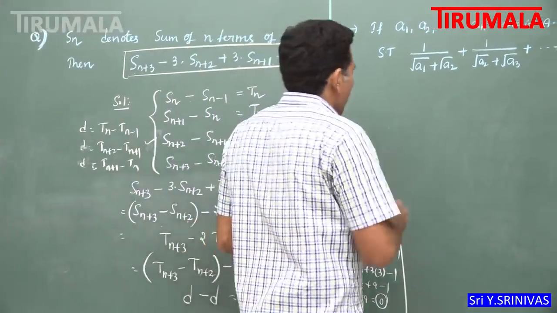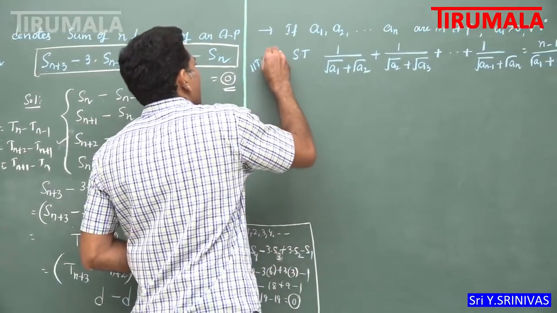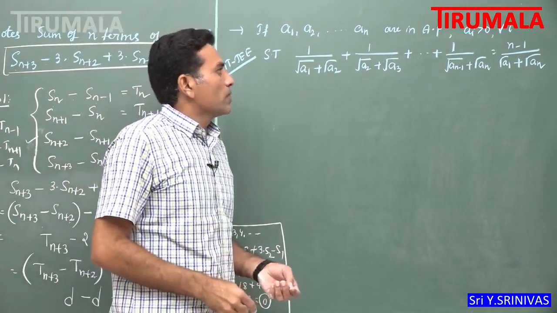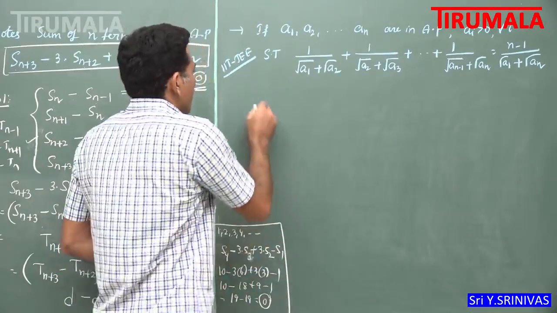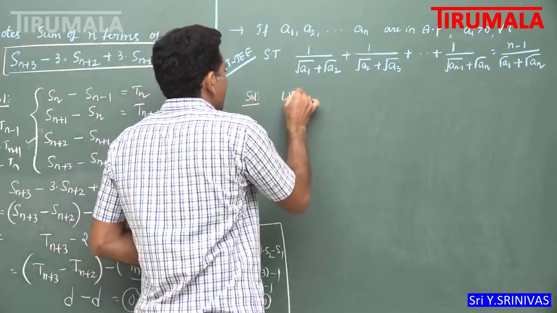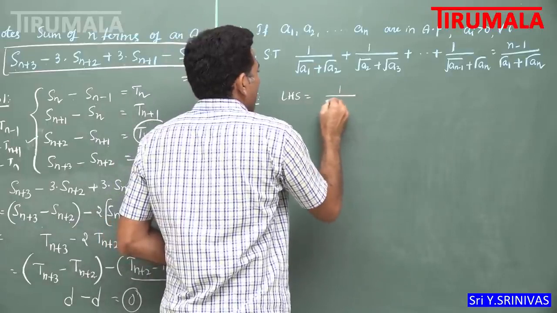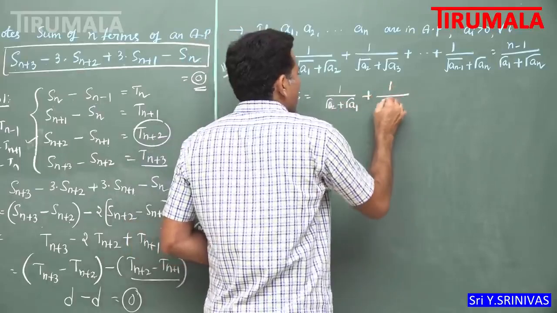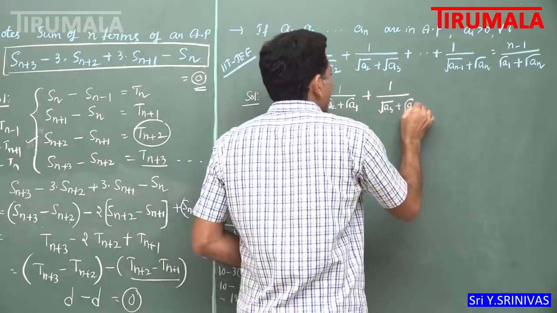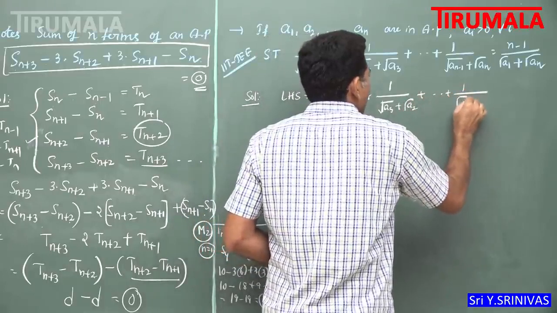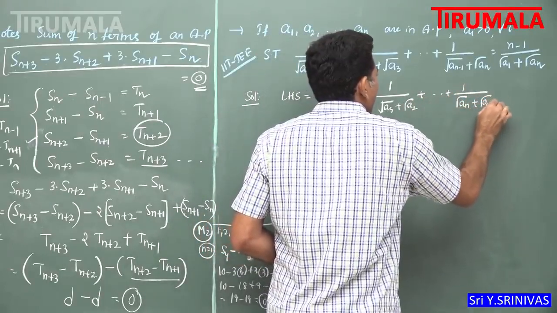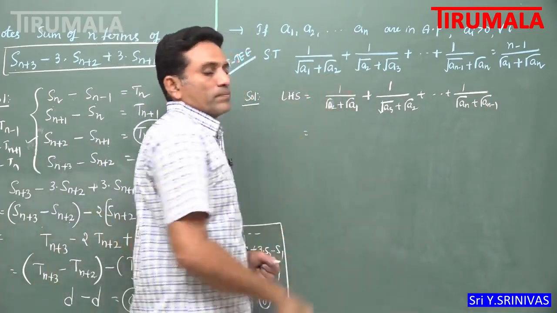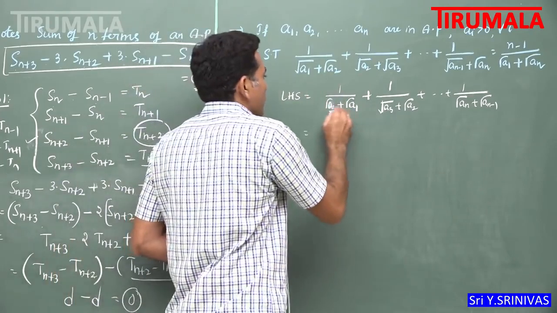Coming to the next one. Next one is a previous IIT JEE model based on the general term of an arithmetic progression. Now take the LHS, students, the left hand side. Left hand side is 1 by root a2 plus root a1, plus 1 by root a3 plus root a2, and so on, plus 1 by root an plus root an minus 1. I want to rationalize each and every term.